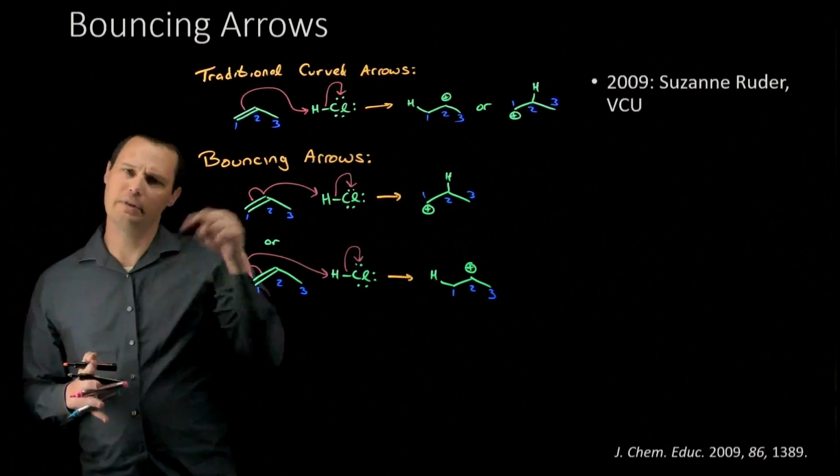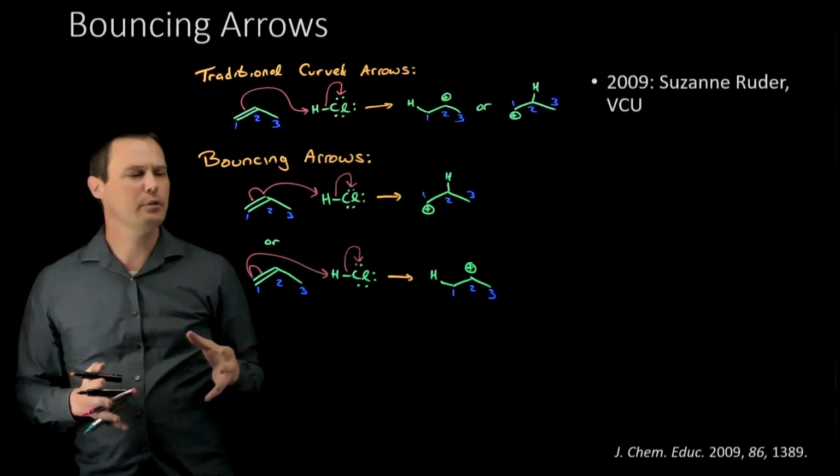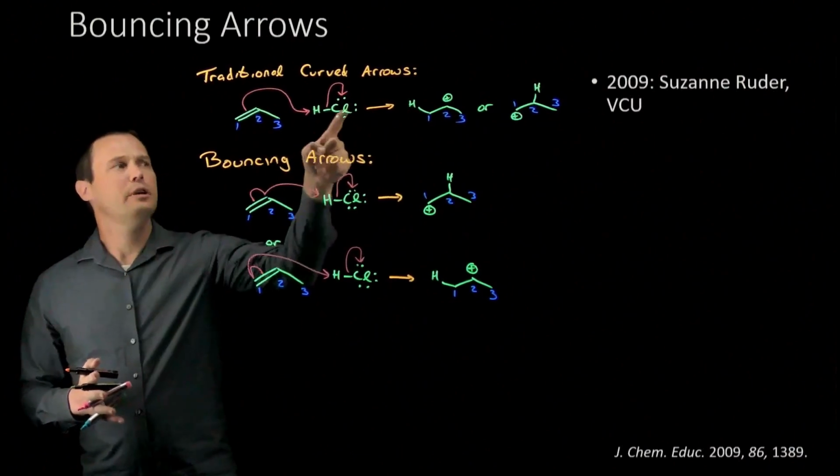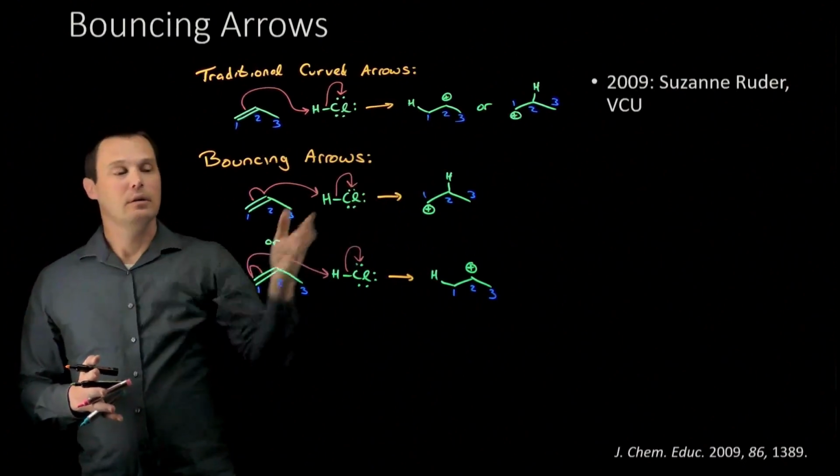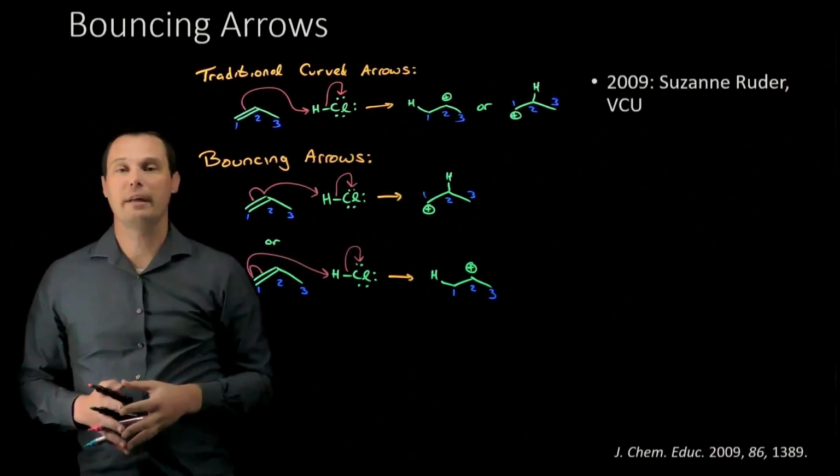That's not the point of this video. I've got another video on carbocation stability. I'll link it down below. But notice the ambiguity here almost leads you in the wrong direction just by the way it's drawn. The bouncing arrow removes all of that ambiguity.